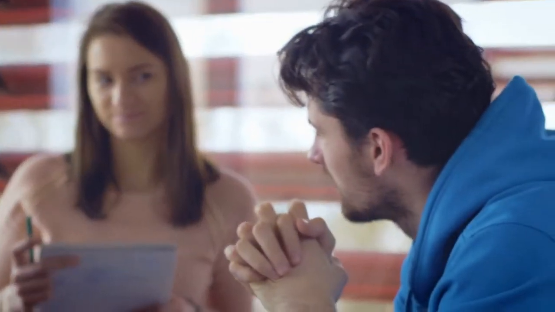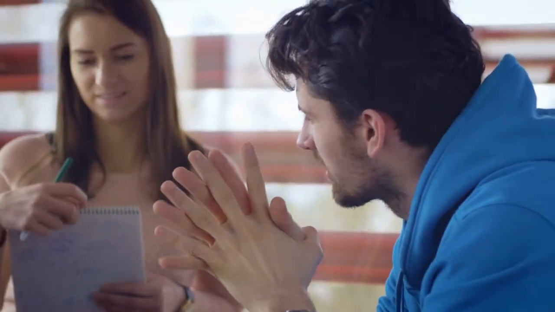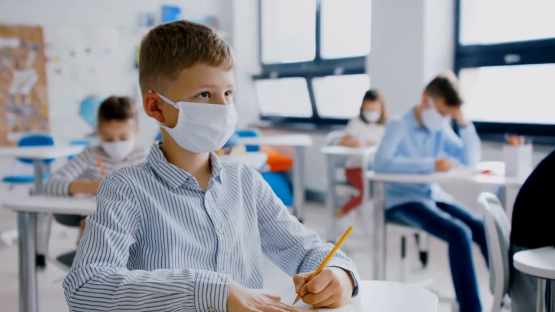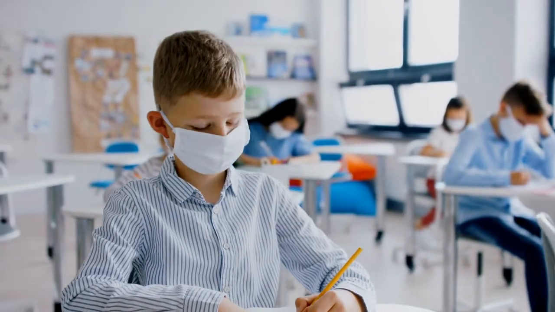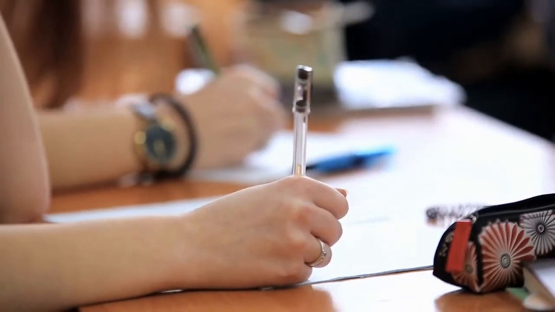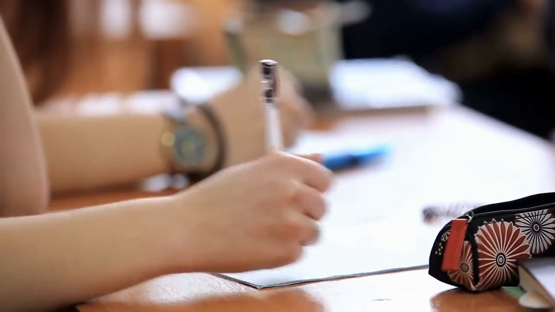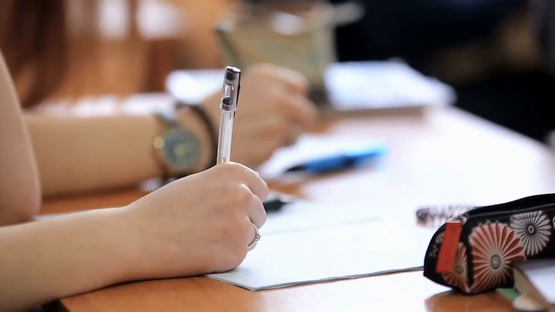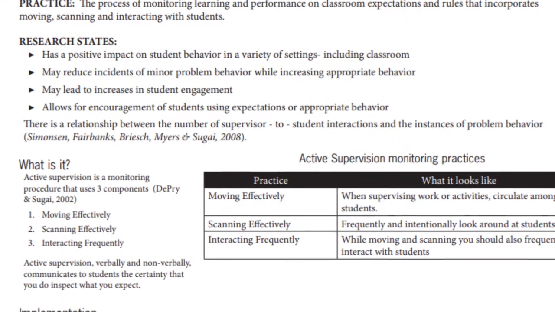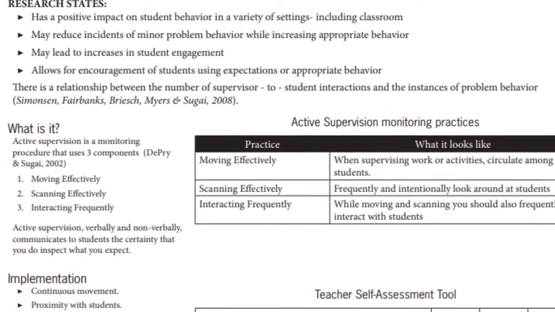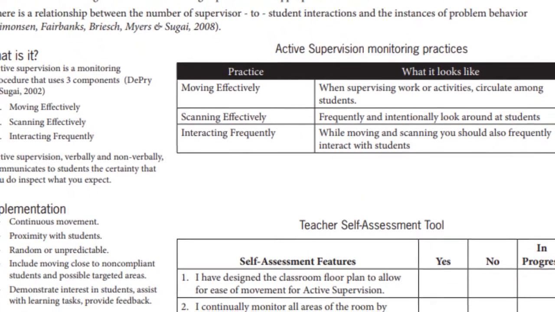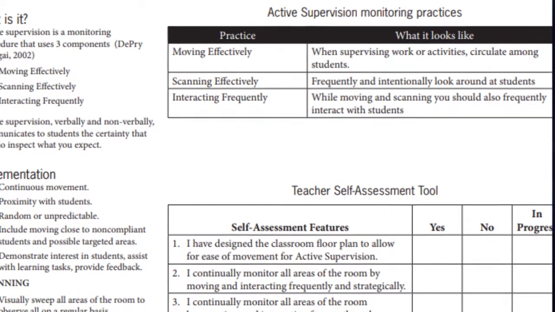When assessing the effectiveness of active supervision in your classroom, here are a few things to consider. Does the floor plan allow me to move easily among my students? Do my lesson designs consider student grouping, location, and activity level? And do I continually monitor all areas of the room by scanning and interacting with my students? This Missouri SWPBS document that is on your screen now, which includes the teacher self-assessment tool, can be found in the resource links document that accompanies this video.